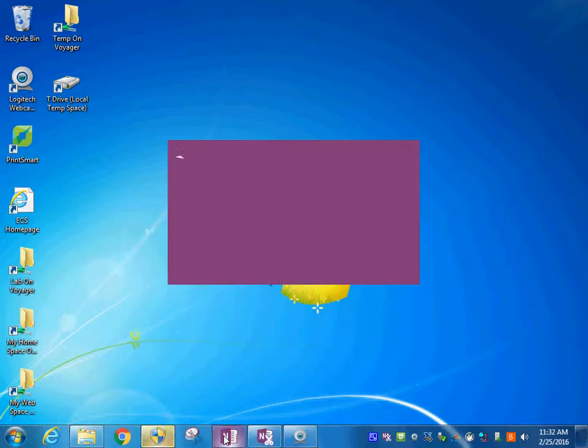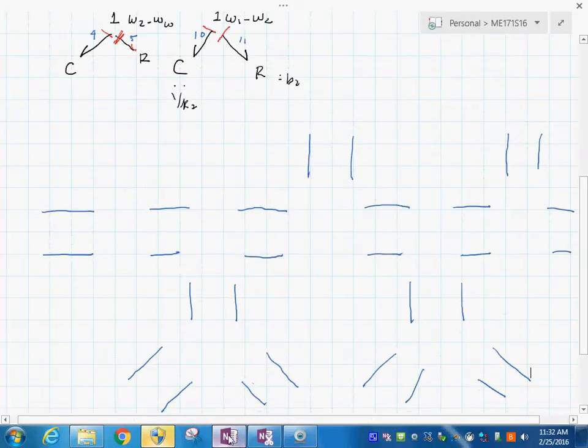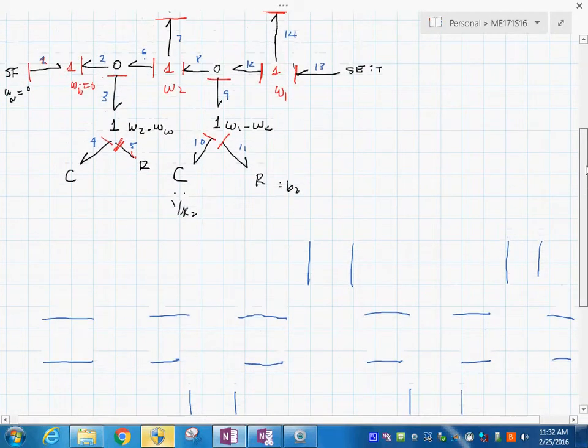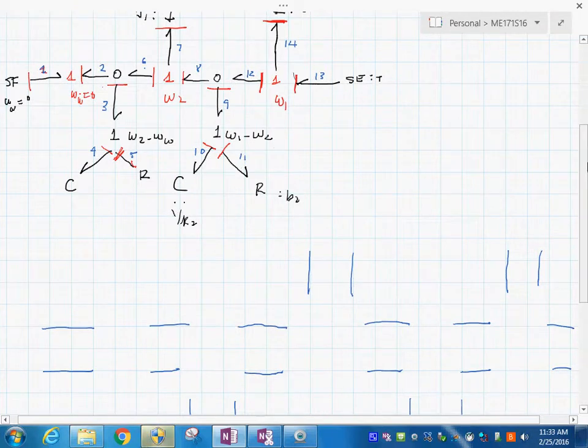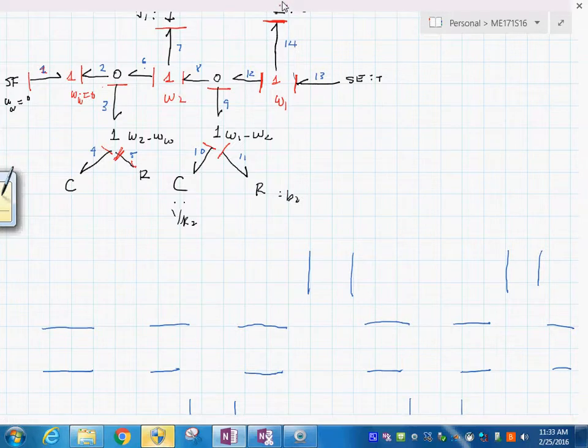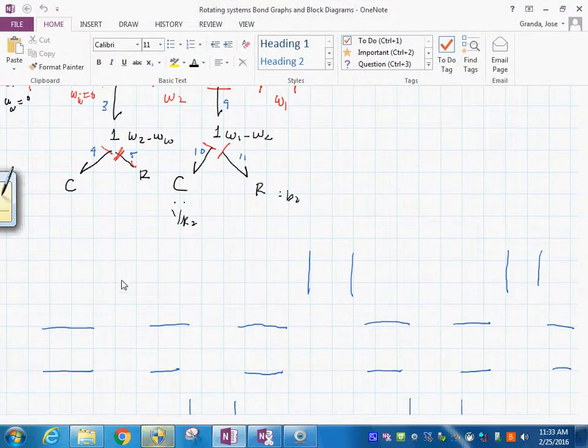I'll just do it in red. Okay, so in here you have the source of flow like this. Do you see how the flow F1 goes like this and E1 goes like this? This is SF1.